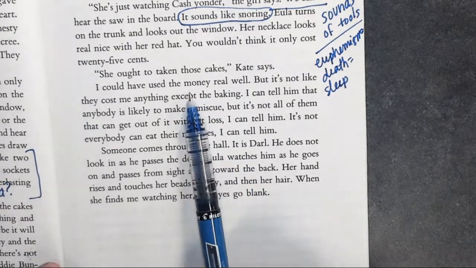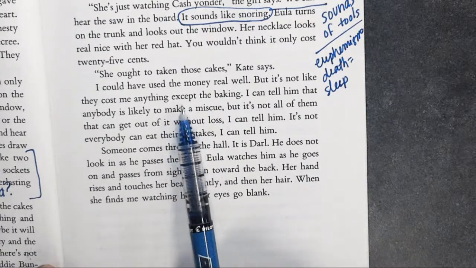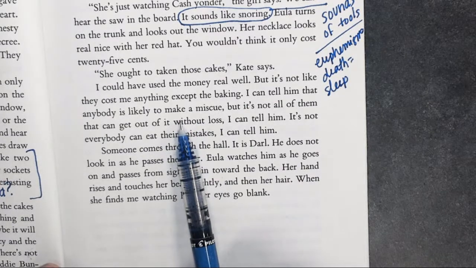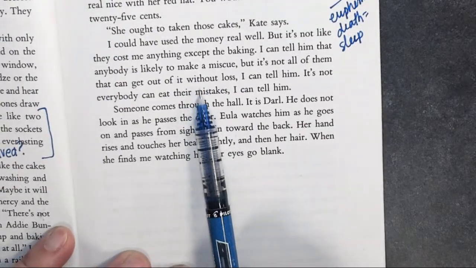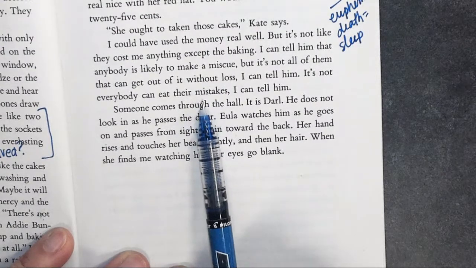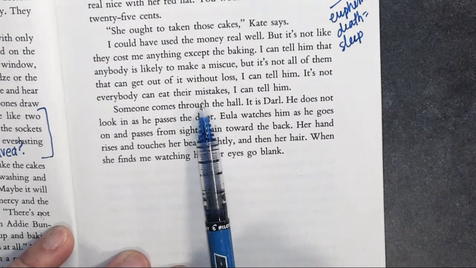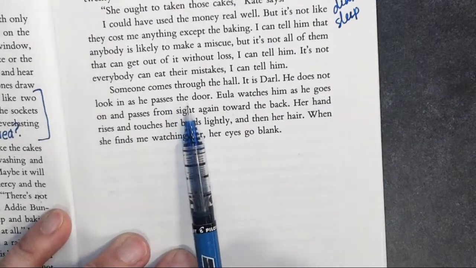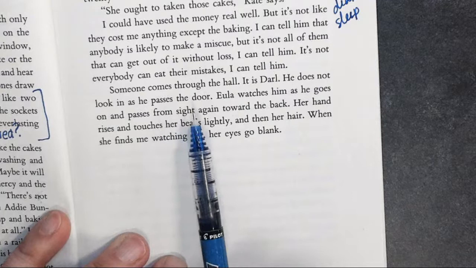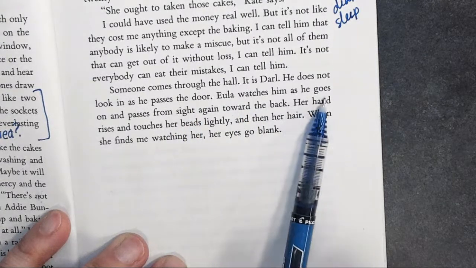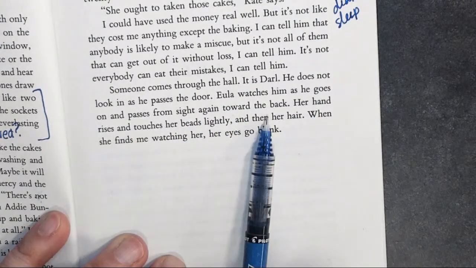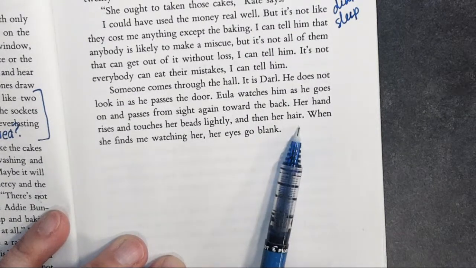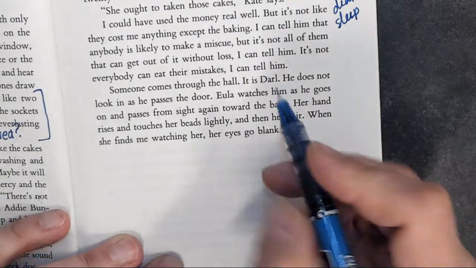All right. I could have used the money real well, but it's not like they cost me anything except the baking. I can tell him that anybody is likely to make a miscue, but it's not all of them that can get out of it without loss. I can tell him. It's not everybody can eat their mistakes, I can tell him. Someone comes through the hall. It is Darrell. He does not look in as he passes the door. Eula watches him as he goes on and passes from sight again toward the back. Her hand rises and touches her beads lightly, and then her hair. When she finds me watching her, her eyes go blank.